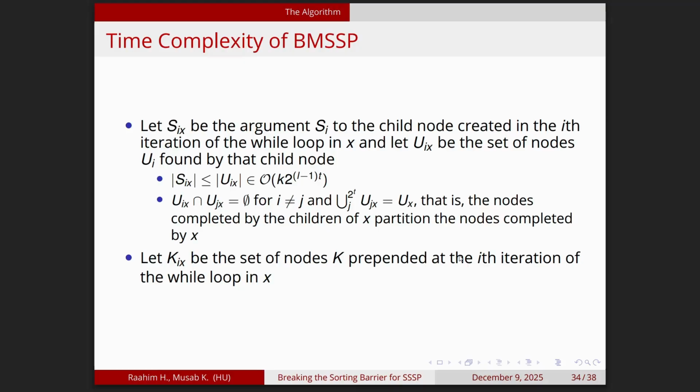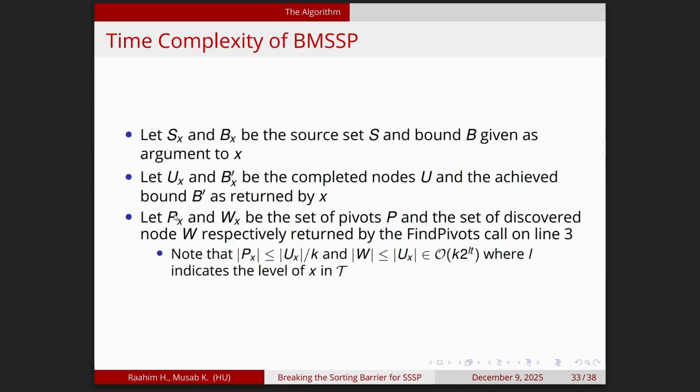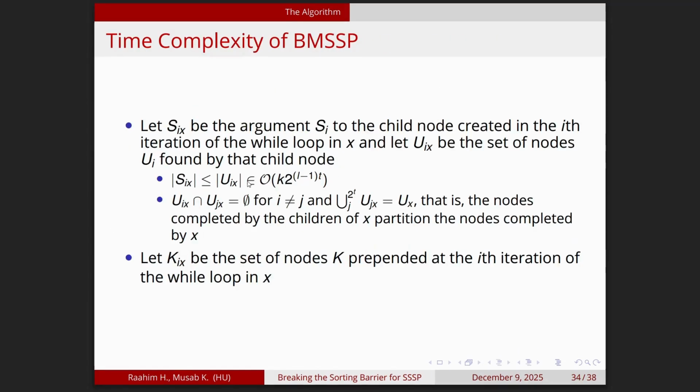Let S_i^x be the argument S_i to the child node created in the ith iteration of the while loop in x, and let U_i^x be the set of nodes U_i found by the child node. So S_i is this, and U_i is whatever is returned here. Then we also know that |S_i^x| is less than or equal to |U_i^x|, which is then in O of k times 2 raised to (l minus 1)t. It's also shown by the authors that the sets of nodes completed by any subproblem are disjoint, and they partition the set of nodes completed by the parent problem.